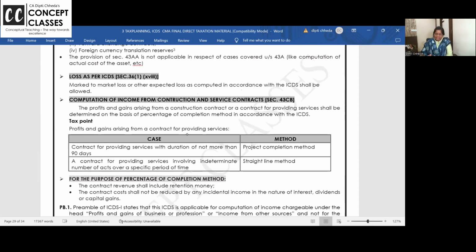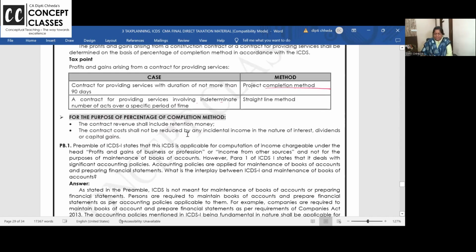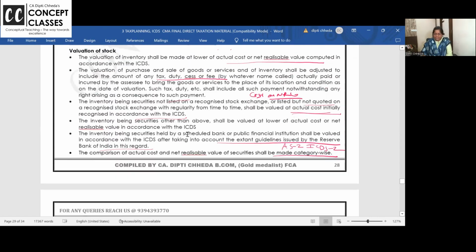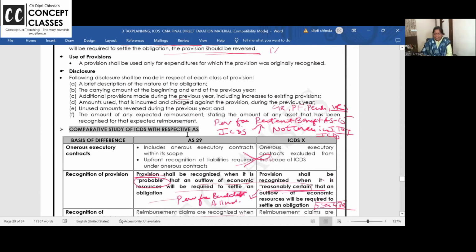Okay? Next, ICDS 4, the revenue recognition one. If the value of the contract is not more than 90 days, after you complete the project, you recognize as income. And if it is like over the period, then straight line basis. That's all for your ICDS and other details.